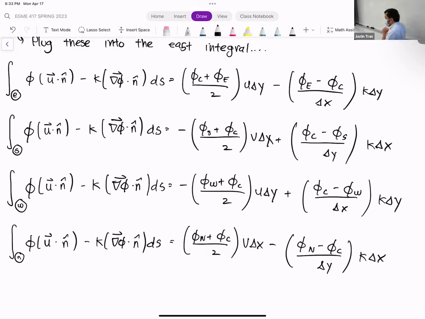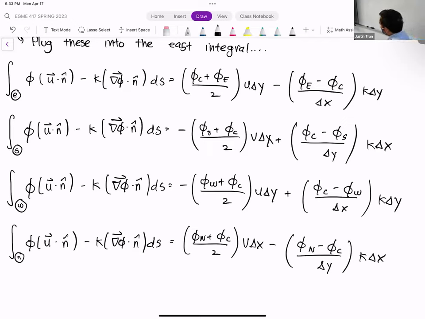So those are our four integral expressions. So the algebra is quite a bit more complicated. There's a lot more terms to keep track of here. I'm showing you every step in this process just so that you understand where every term comes from. Because next I'm going to show you the equation for the interior cells.